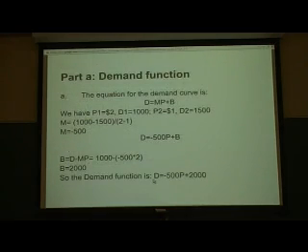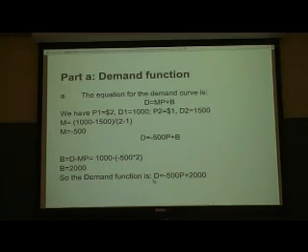For part A, the equation for the demand curve is D equals MP plus B. For our data, we have P1 is $2, D1 is 1,000, P2 is $1, and D2 is 1,500. With that, we make the slope, which will be 1,000 minus 1,500 over 2 minus 1, or negative 500. So now we have D equals negative 500P plus B.